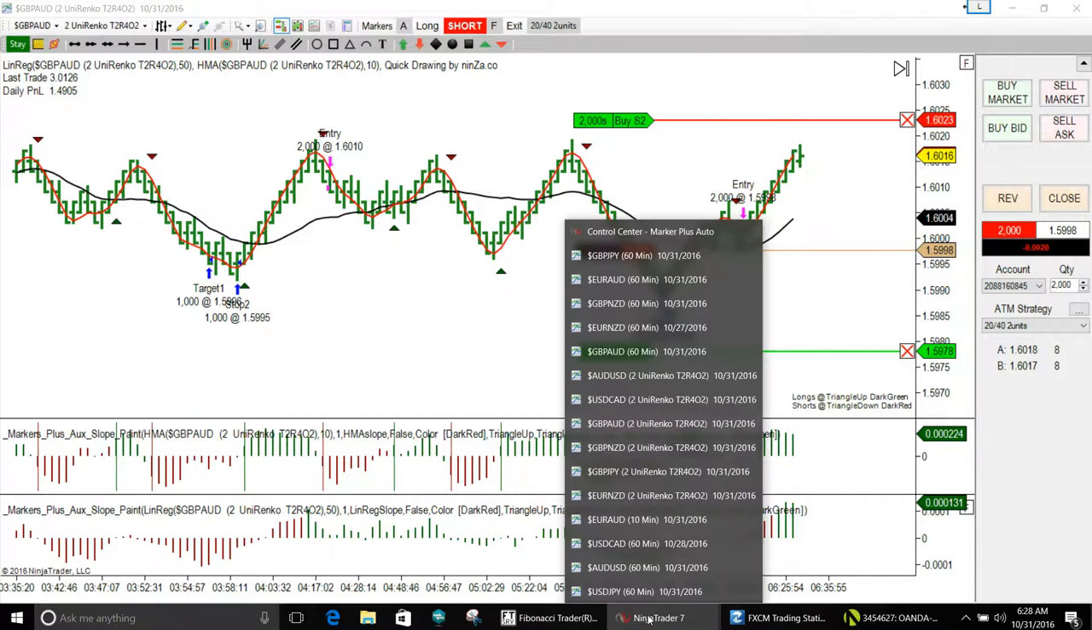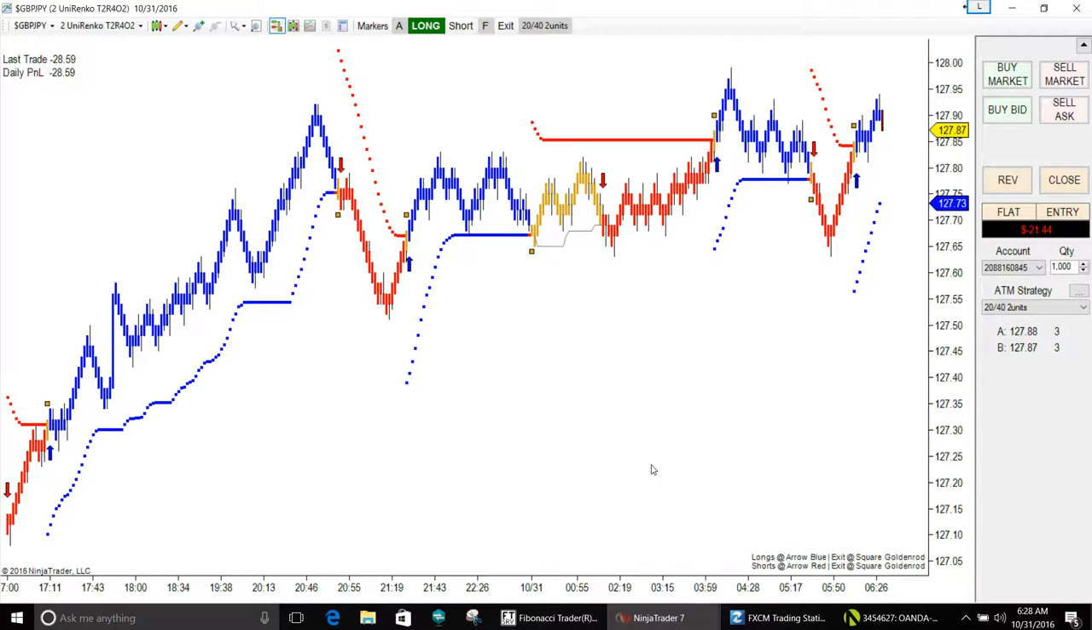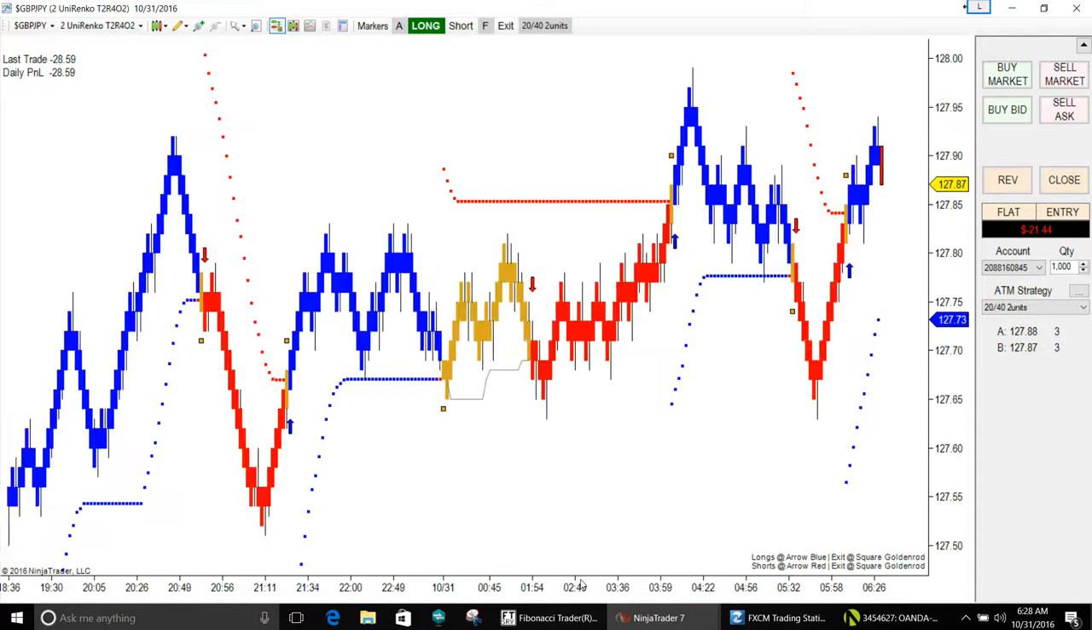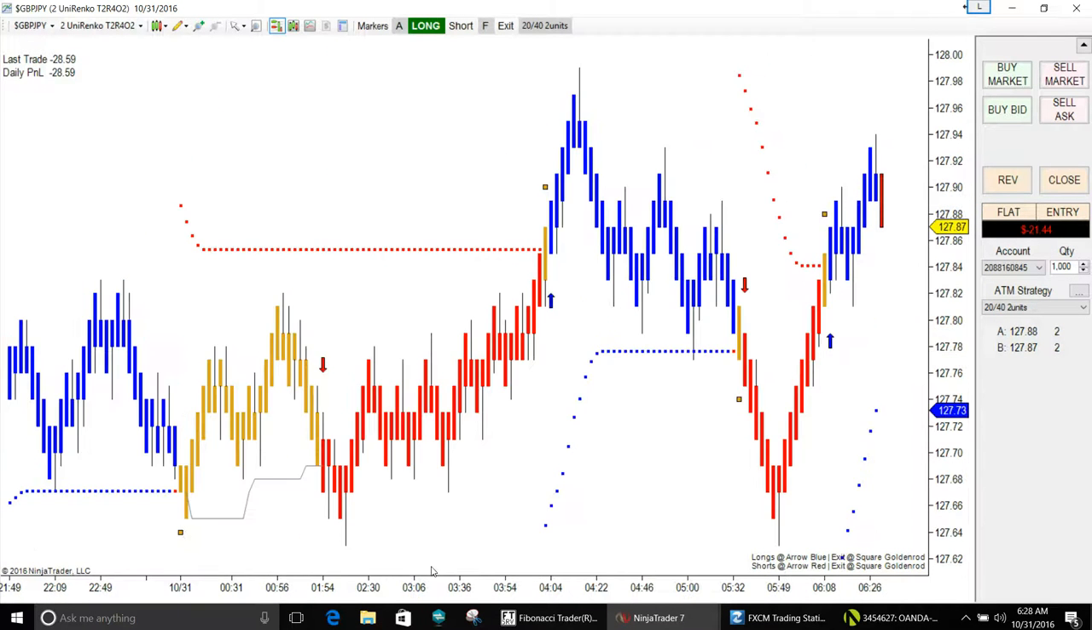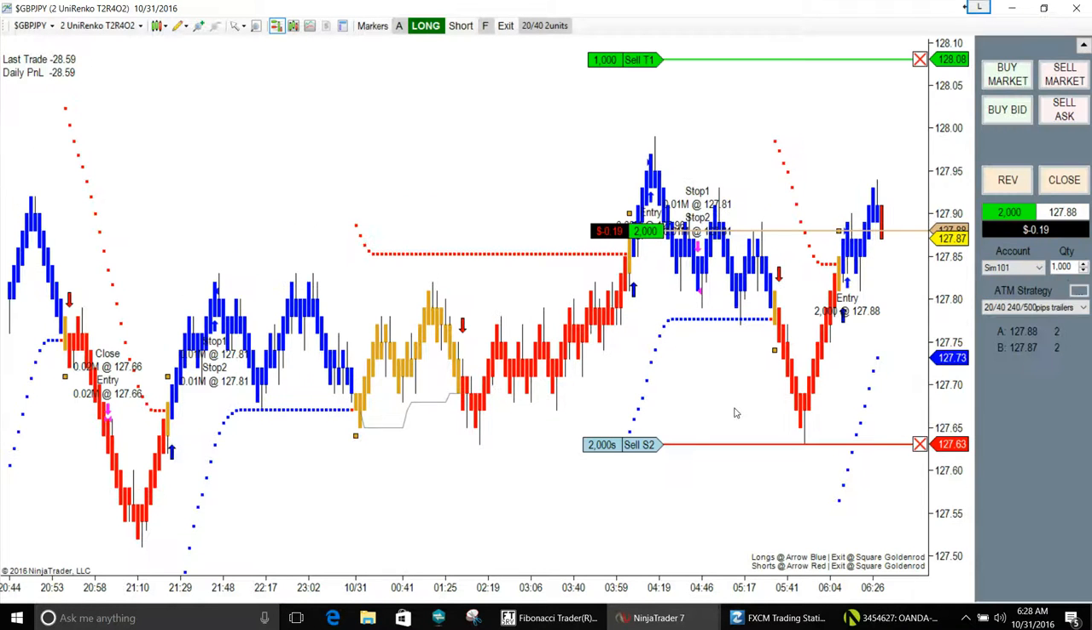Let's see the other one. Hold on, traders. The JPY Unirinkos. This one, like I said, I'm not in any trades on this at the moment, but this one has to be configured. So this one's not even trading a real account. That's okay. I think it's trading this sim here. So it's really not even trading this one.